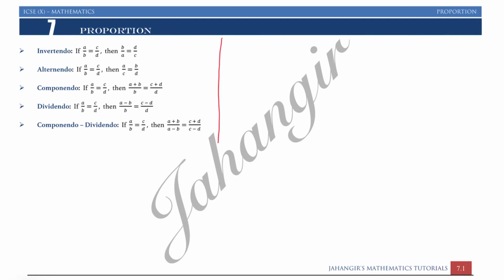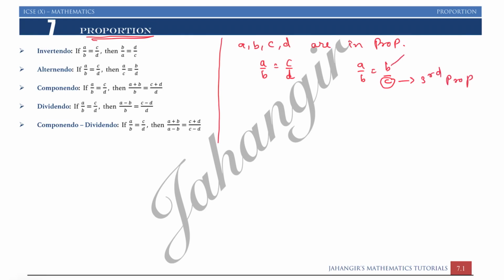Now we will do second exercise of proportion. In first exercise, what we had learned, okay, if A, B, C, and D are in proportion, then we can say A upon B is equal to C upon D. If A, B, C are in continued proportion, then A by B is equal to B by C. Here C is third proportion and B is mean proportion. Okay, you understood this? And when A, B, C, D are in proportion, this is fourth proportion.